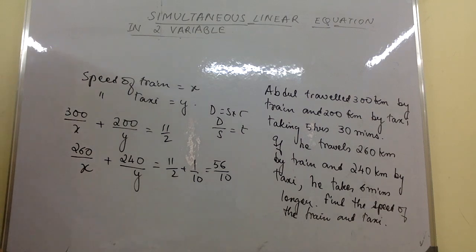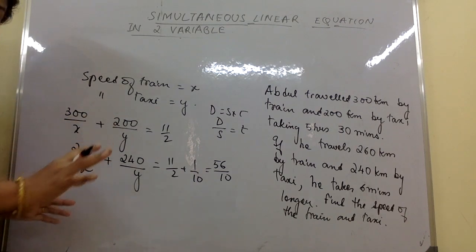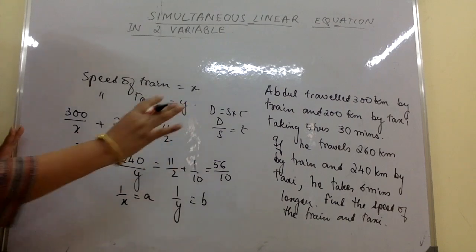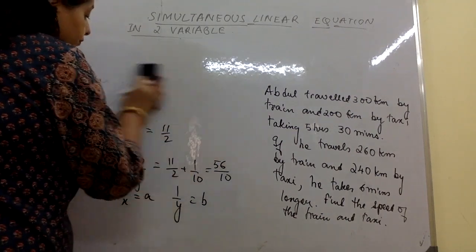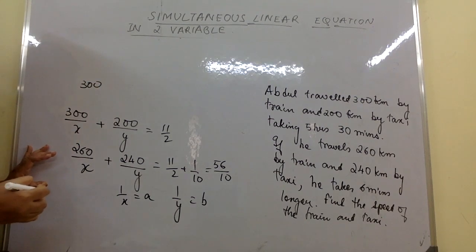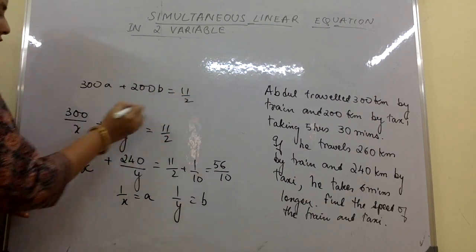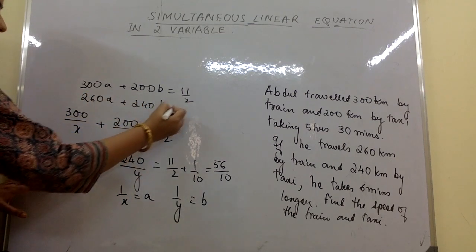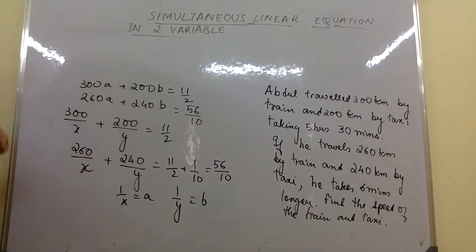Now here in this sum there is a problem. You see, how is this sum different? It has 1 by x, 1 by y. We can't solve with this. So 1 by x is taken as a and 1 by y will be taken as b. So now the question changes a little bit. Okay, how we change the question you will see now. So we are going to write now 300a plus 200b is equal to 11 by 2, and 260a plus 240b is equal to 56 by 10. So these are my new equations.